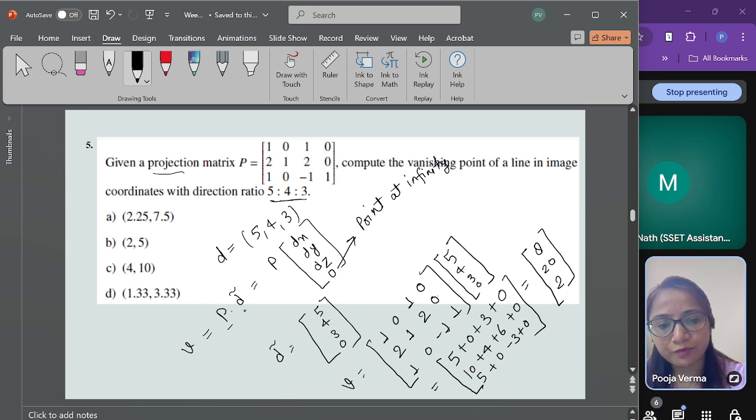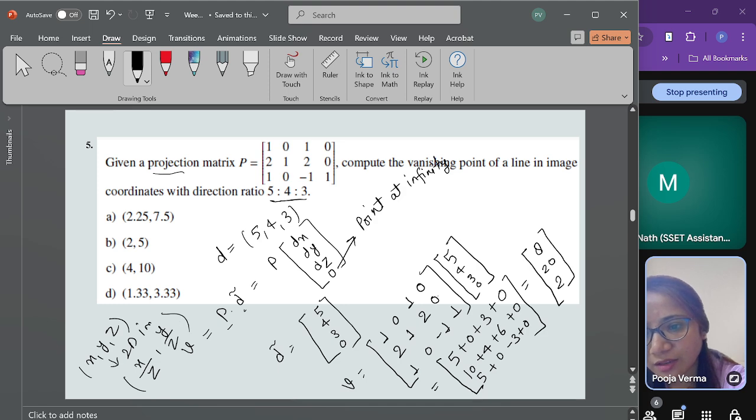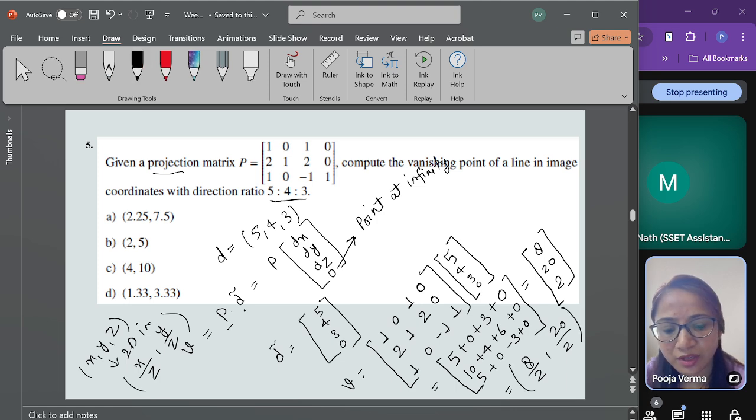So now if we convert it again to the image coordinates, we already know that if an image coordinate is given in the form of x, y, z, to convert it into a 2D image plane we are doing x divided by z and y divided by z, right? So similarly here also, 8 divided by 2 and 20 divided by 2. So it is already in the 3D image coordinates. Now again we need to convert it into 2D.